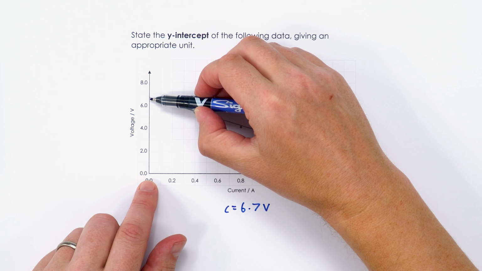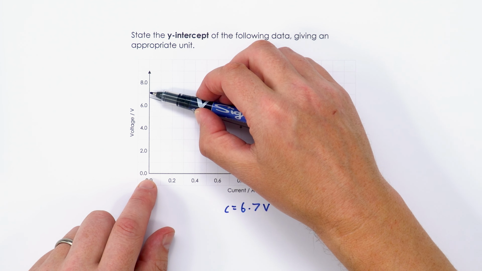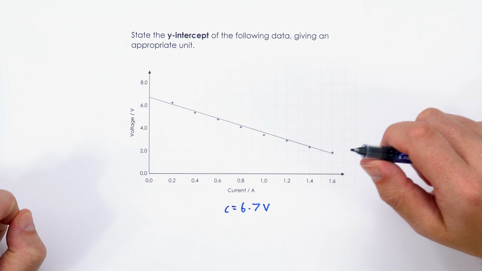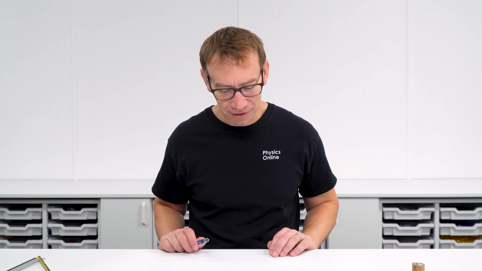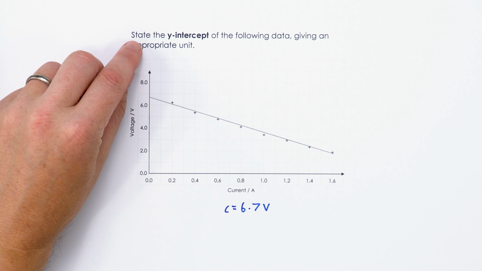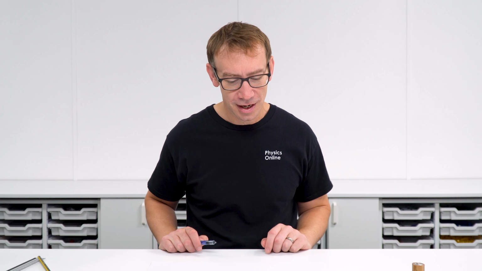But the point is, all we need to do is just read off the axis where that line meets the y-axis, and that's your y-intercept. And there we go, that is the answer completed. We can see it's going to be a relatively straightforward question because it just says state rather than calculate. And yeah, that's all there is to it.